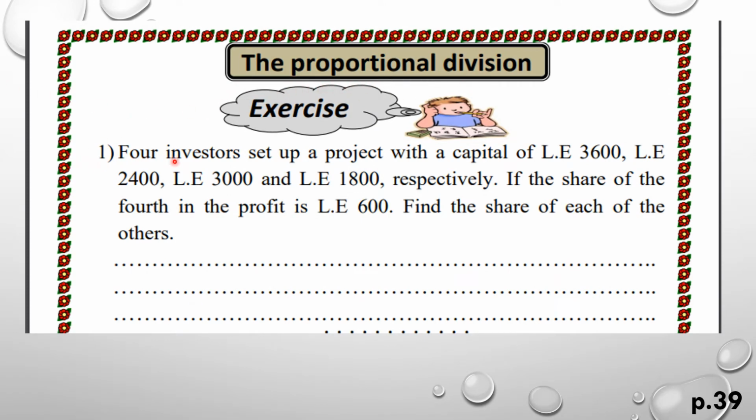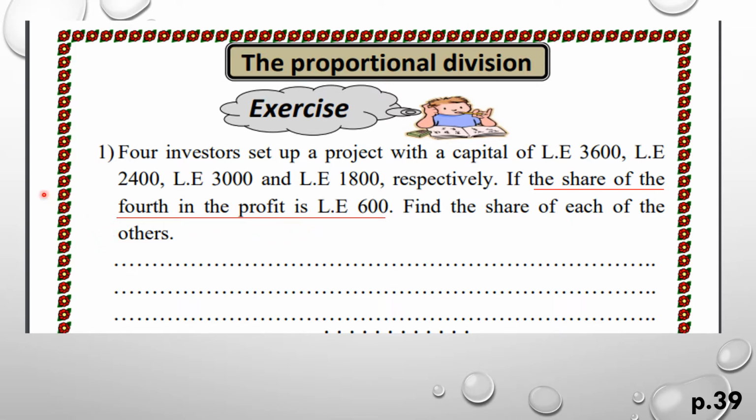Number 1. 4 investors set up a project with a capital of LE 3600, LE 2400, LE 3000 and LE 1800 respectively. Respectively here means by order, so this is first, second, third and fourth. If the share of the fourth in the profit is LE 600, so this 600 LE is the share of the fourth in the profit. Find the share of each of the others.